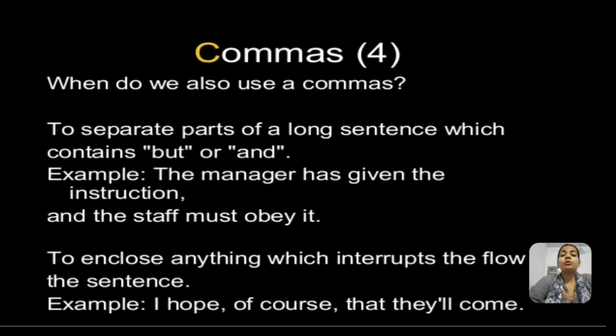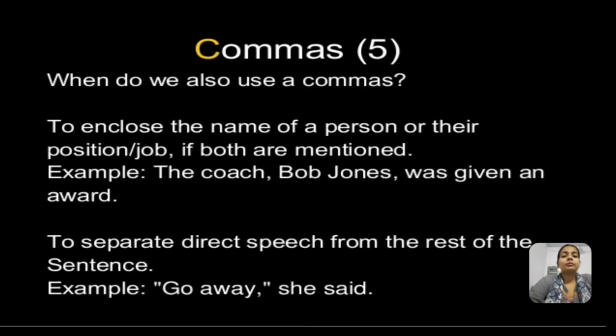The next use of comma is to enclose anything which interrupts the flow of the sentence. For example, I hope, of course, that they will come. Another use of comma is to enclose the name of the person and their position or job, if both are mentioned. For example, the coach, Bob Jones, was given an award. So here the name of the person, Bob Jones, as well as his position, that is the coach, both are given. So in this case you have to place a comma before the name and even after the name.